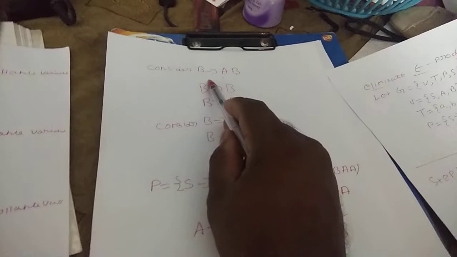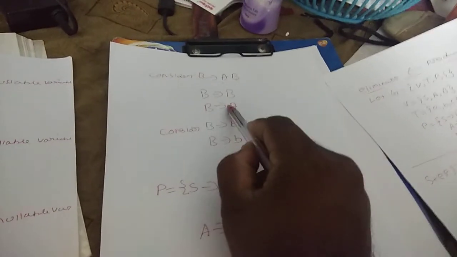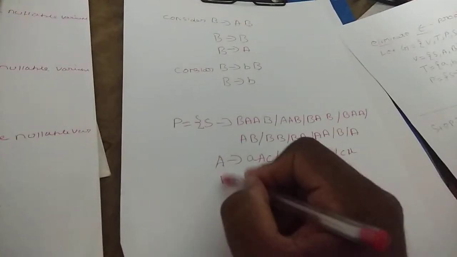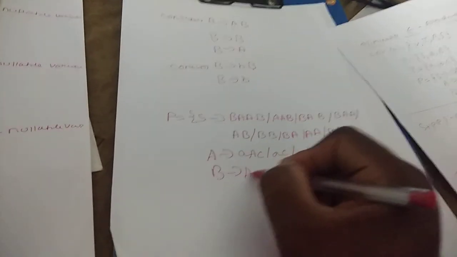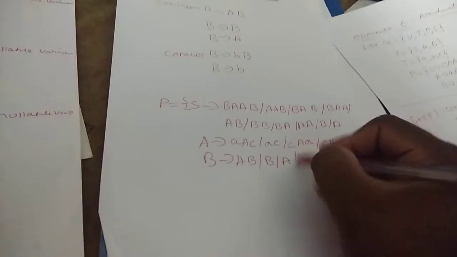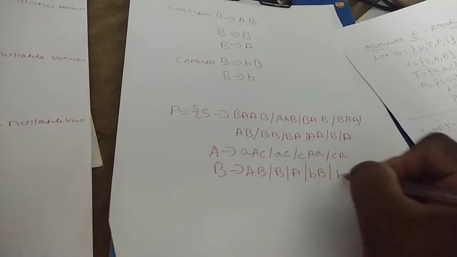The A transition is completed. We have to write the B transition. See, we have solved here. B tends to AB, B tends to B, B tends to A, B tends to BB, B tends to B. We have to write that transition. B is tending to: first one AB, second one B, third one A, fourth one BB, and the next one is B.